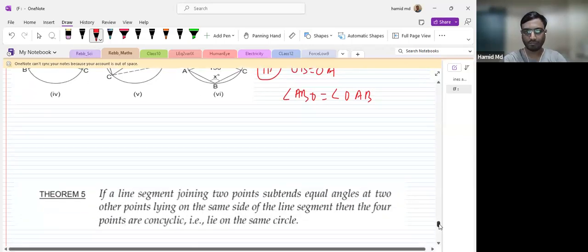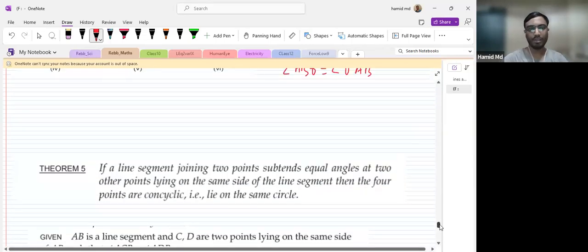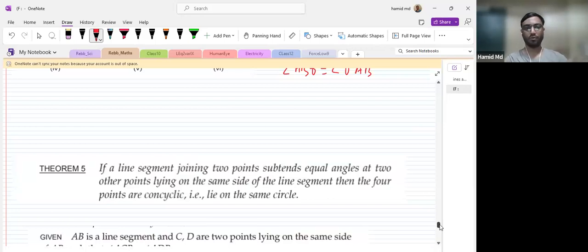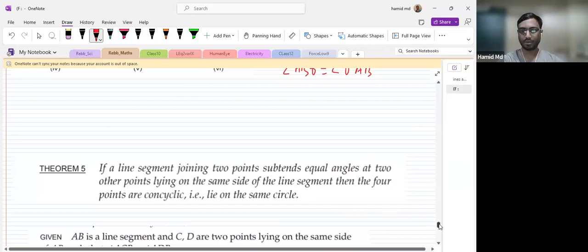Okay, now we have another theorem. If a line segment joining two points subtends equal angles at two other points lying on the same side of the line segment, then the four points are cyclic, that is, they lie on the same circle. So I have a ready-made proof.